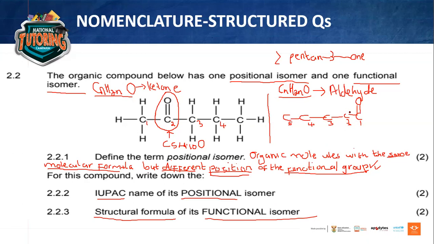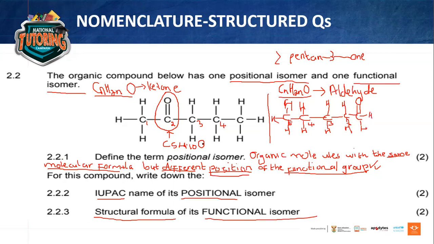All I'll just check is each carbon has 4 bonds. 1, 2, 3, 4. 1, 2, 3, 4. 1, 2, 3, 4. 1, 2, 3, 4. 1, 2, 3, 4. Put my hydrogens there. This is very nice. This is where you collect all the marks, my dear learners, in terms of nomenclature.